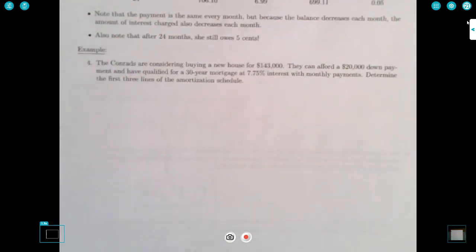So this one says, the Conrads are considering buying a new house for $143,000. They can afford a $20,000 down payment and have qualified for a 30-year mortgage at 7.75% interest with monthly payments. Determine the first 3 lines of the amortization table.